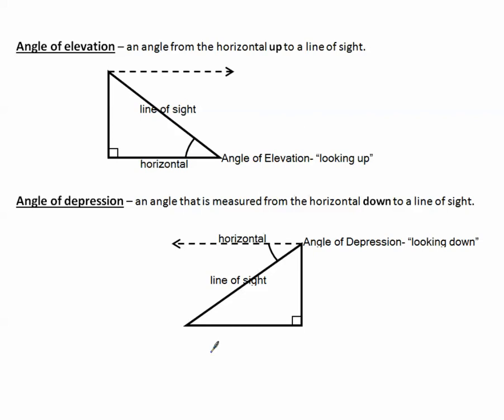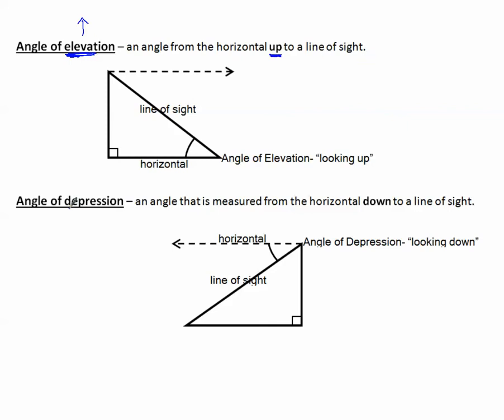Let's practice applying solving right triangles to real-world problems. Angle of elevation and angle of depression. Those are terms that are going to be necessary for being able to set up the scenario where we have a right triangle situation. Angle of elevation. Think of elevate, like an elevator to go up. It is the angle from the horizontal up to a line of sight.